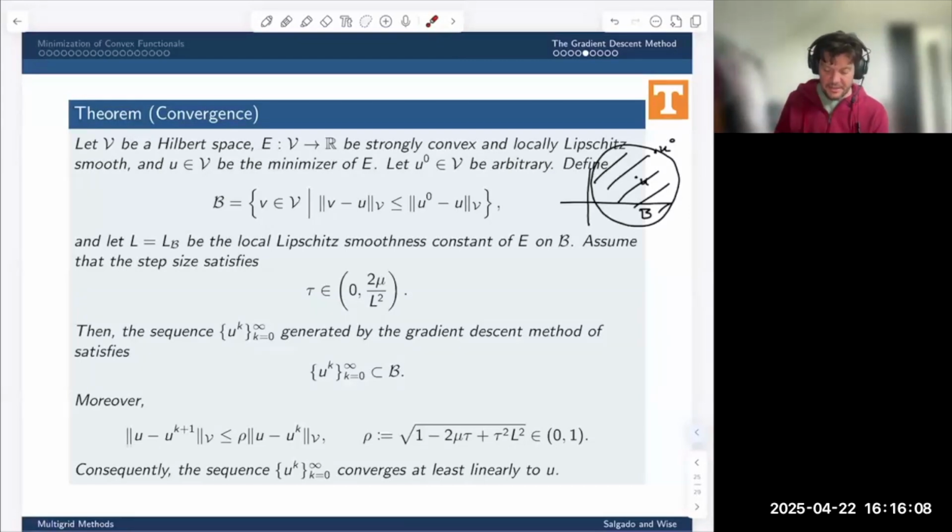In any case, the sequence converges at least linearly to U. This is what we mean by linear convergence, that we get this contraction at each step. Now, if there was a square on this term, then that would be quadratic convergence, but this is what we call linear convergence.